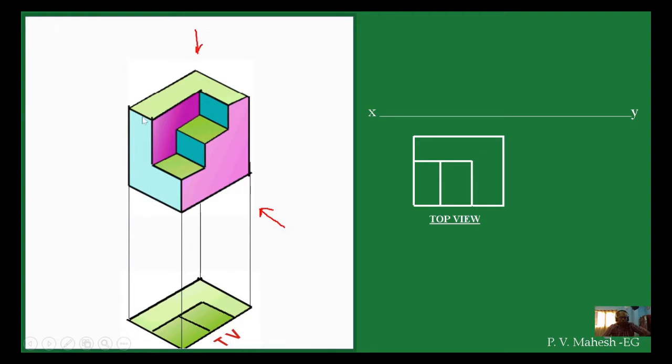in top view what is happening is, we are seeing only the lengthwise lines and widthwise lines. We will not see the height of the object in the top view. So if you forget the heightwise lines, and you see only the lengthwise lines and widthwise lines, you can easily draw the top view.